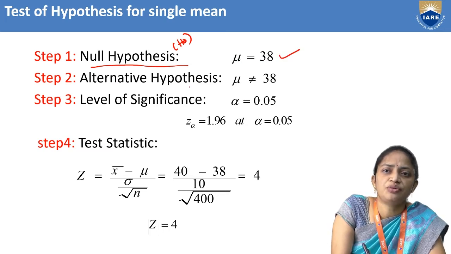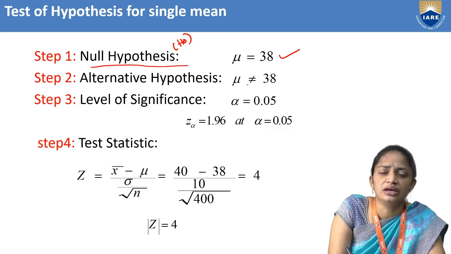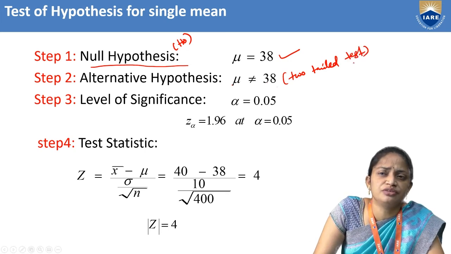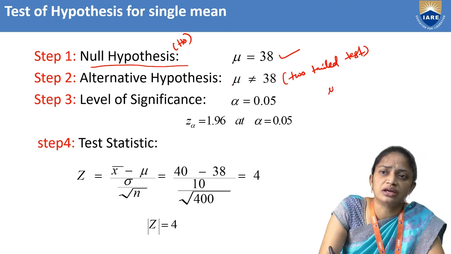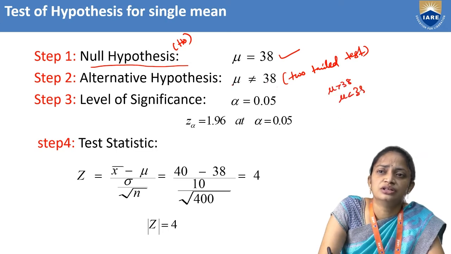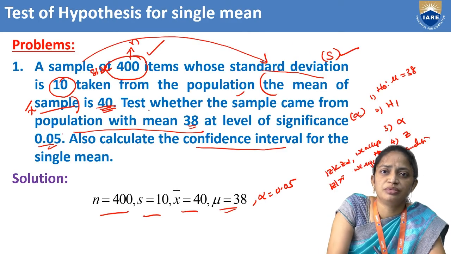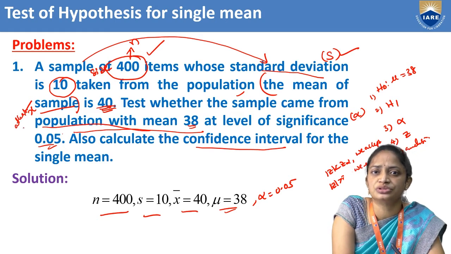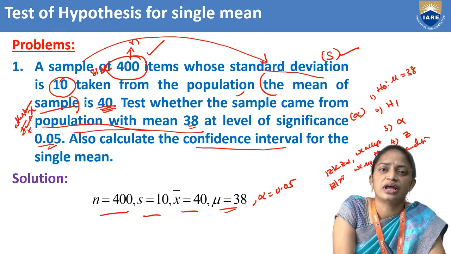Now the alternative hypothesis. Here I am taking mu not equal to 38, which means it is a two-tailed test. Why are we taking mu not equal to 38? You could take mu greater than 38 or mu less than 38, but here there is no such indication in the given statement. Sometimes before the given statement they will mention words like at least, at most, fewer, less than, greater than.